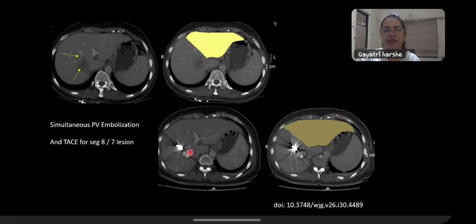And we can see after portal vein embolization, this lesion is decreased in size, and because of the portal vein embolization, right lobe is slightly decreased in size and the left lobe is hypertrophied. But they have not done segment 4 vein embolization. So the entire left lobe with segment 4A and 4B, there is a hypertrophy.